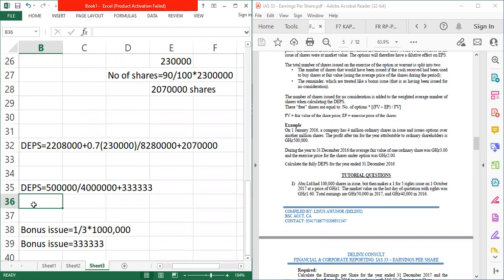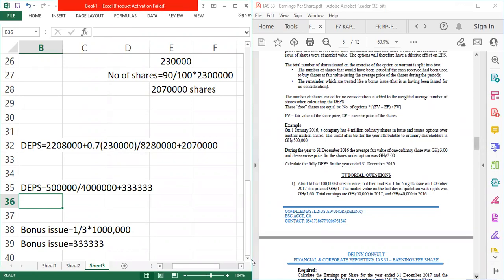So we just calculate the part of the options that we are for bonus issue. We add it to the shares that we are currently having. So we take the earnings divided by the total. That is the diluted earnings per share. You can see that the diluted earnings per share is actually simple.